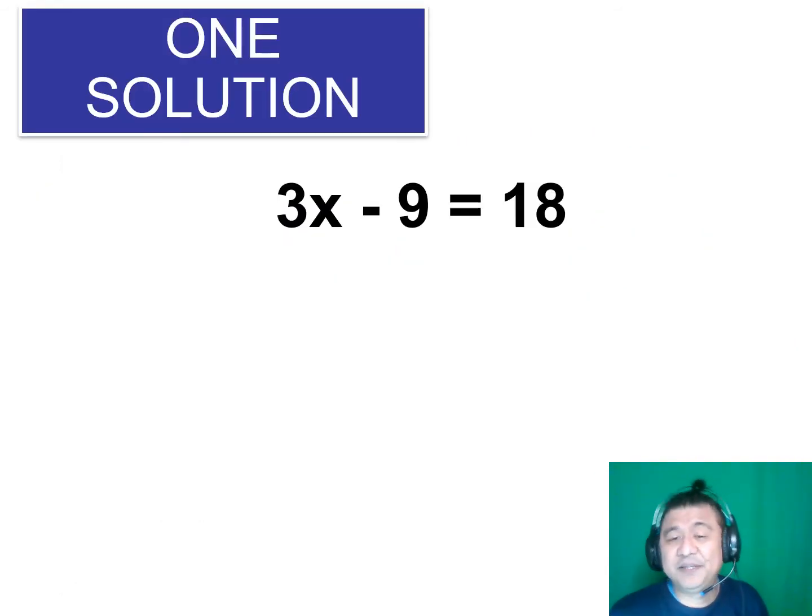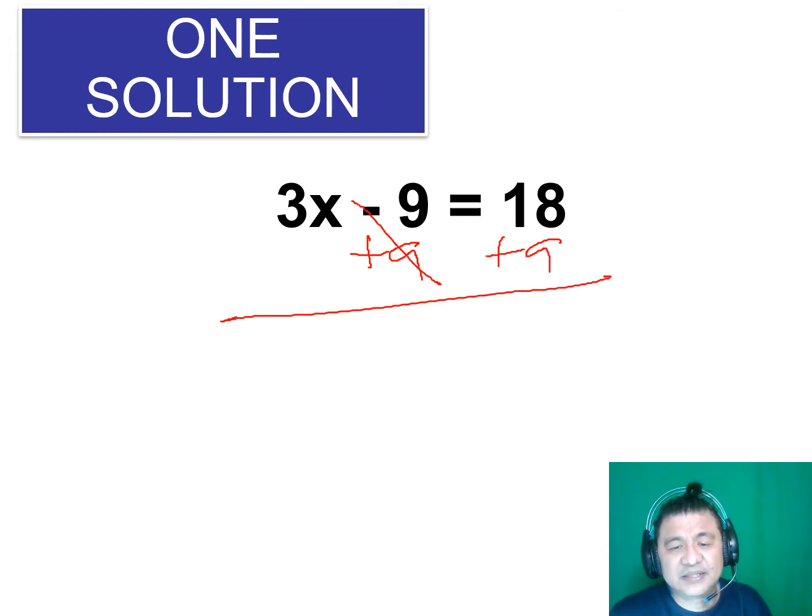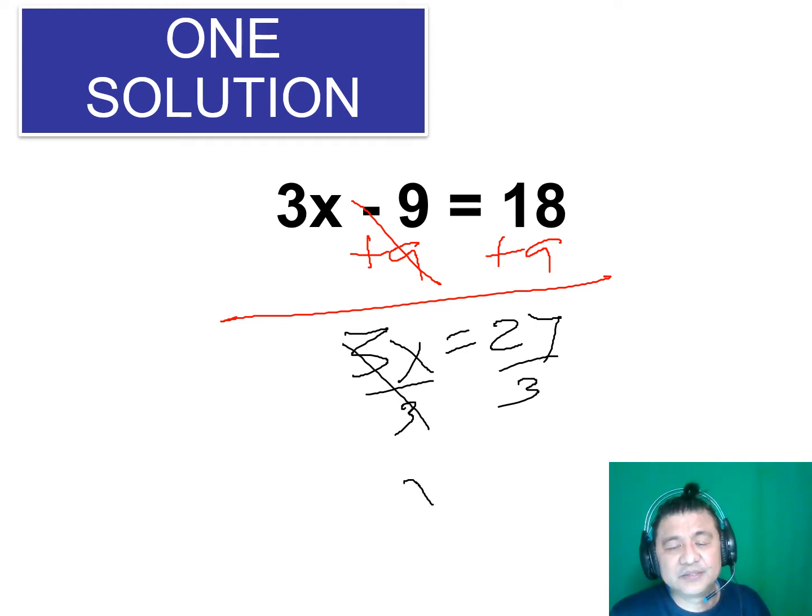So let's start with the basic one. One solution. We're used to this, right? So you're given an equation, solve for x. What do we do? Add 9 on each side. Add 9, that cancels out. That becomes 3x is equal to 27. And then what's next? Divide by 3, divide by 3. x is equal to 9, right?